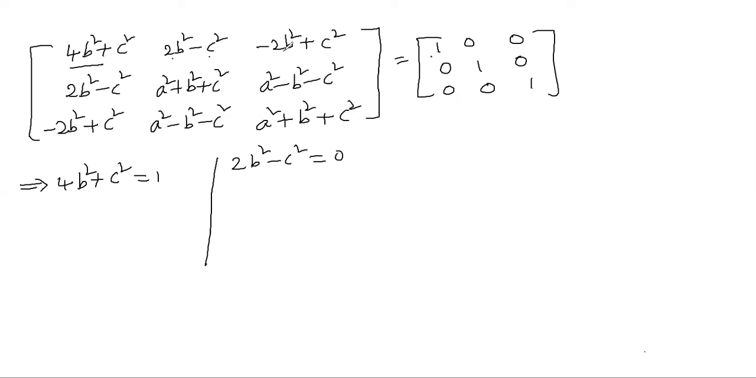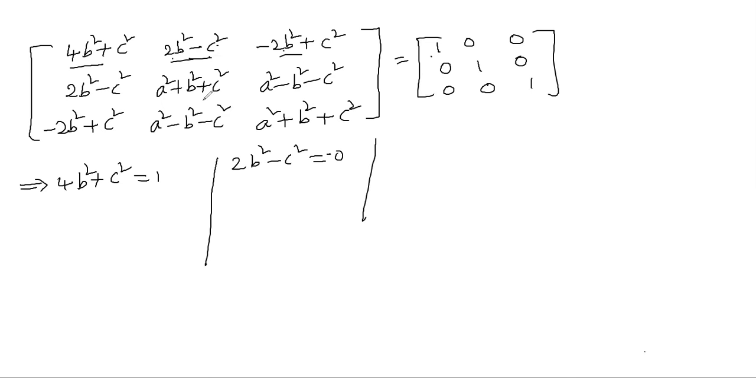The third one is also minus 2b square plus c square. This is also the same. Suppose you take the third one, what will you get? Minus 2b square plus c square equal to 0 means 2b square equal to c square. The second and third elements represent the same equation, so you take one. So I'm taking 2b square minus c square equal to 0. The third element is nothing but the same as the second.